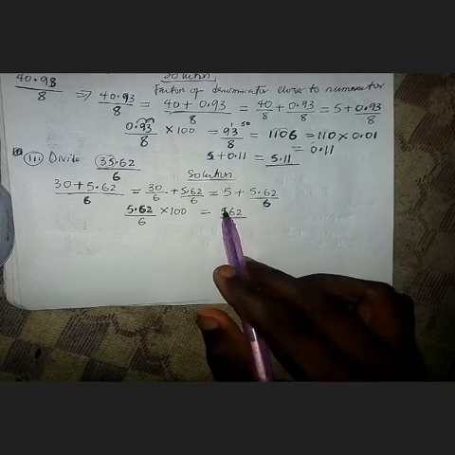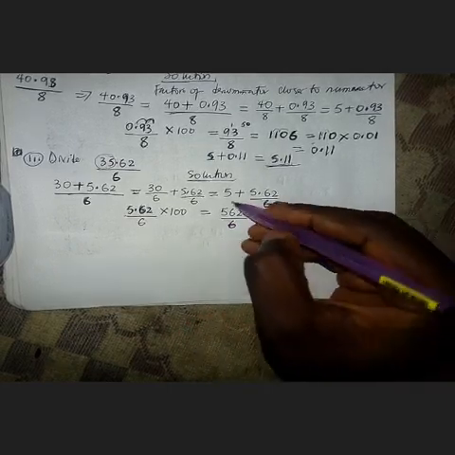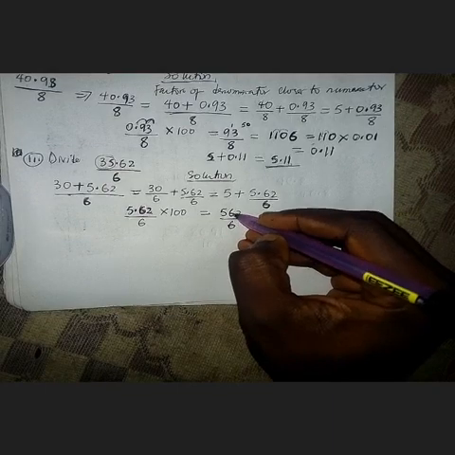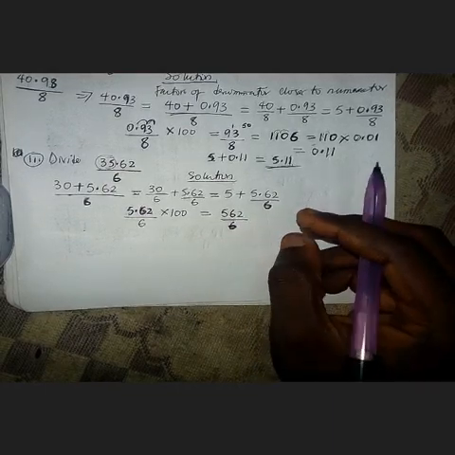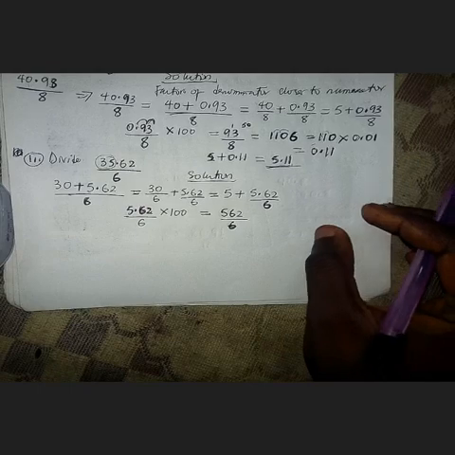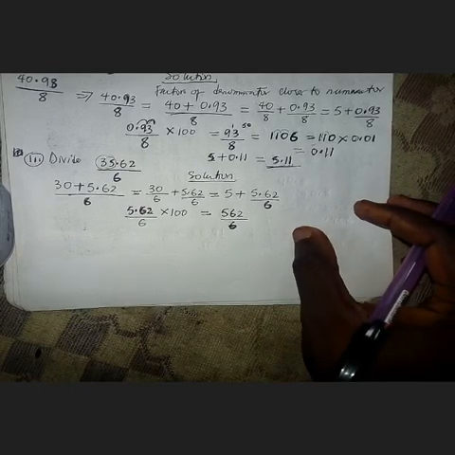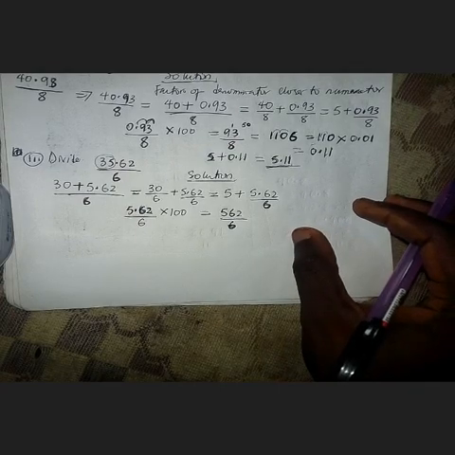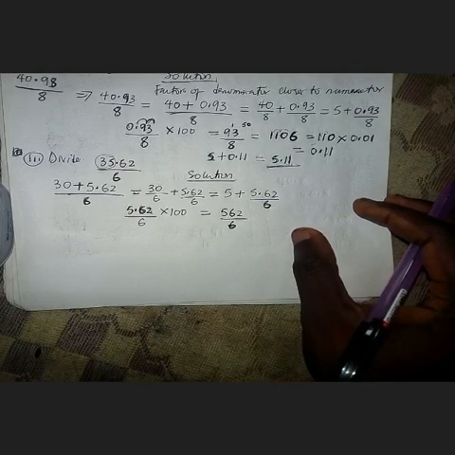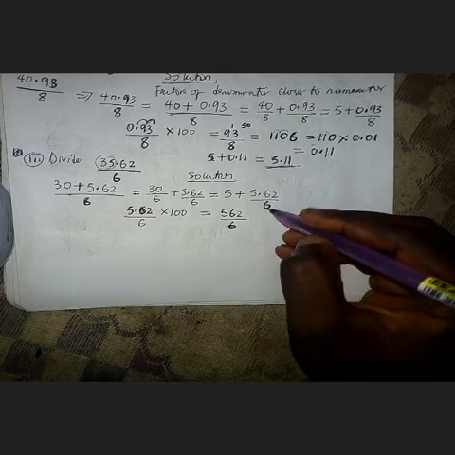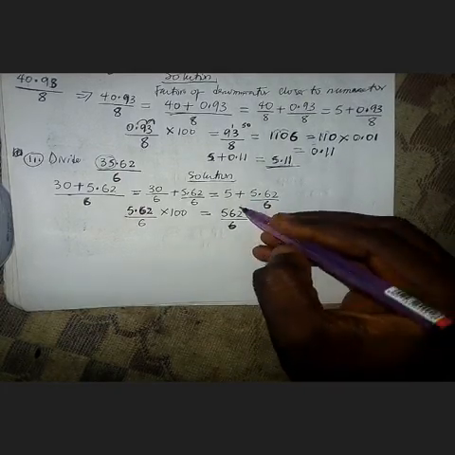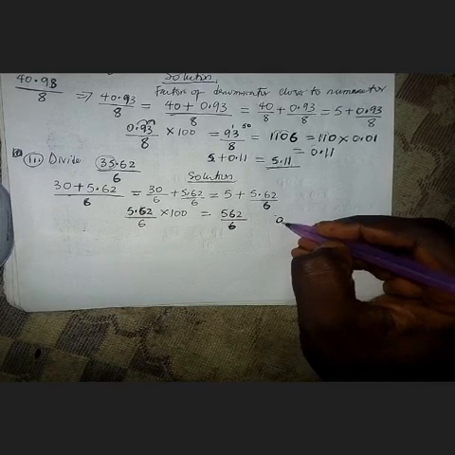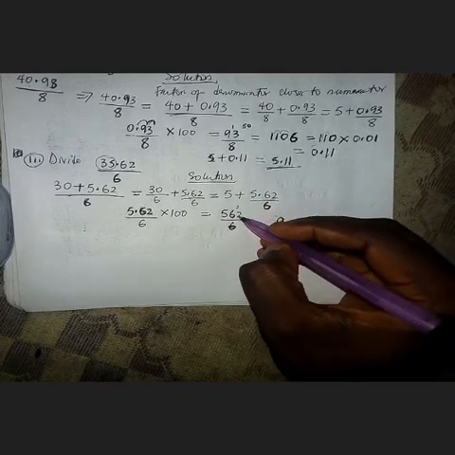So 5 divided by 6 is not possible, so 56 divided by 6. 6 times 10 is 60. 6 times 9 is 54. Yes, 54. So 56 divided by 6 will be 9, remainder 2. So write 2 here.